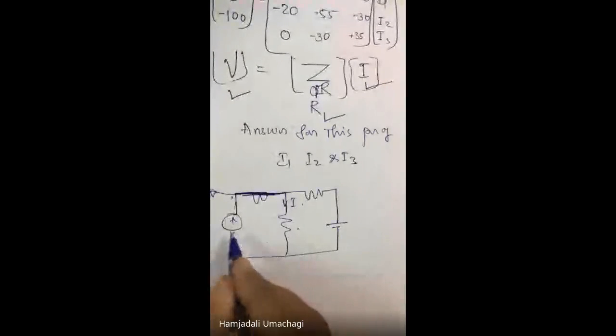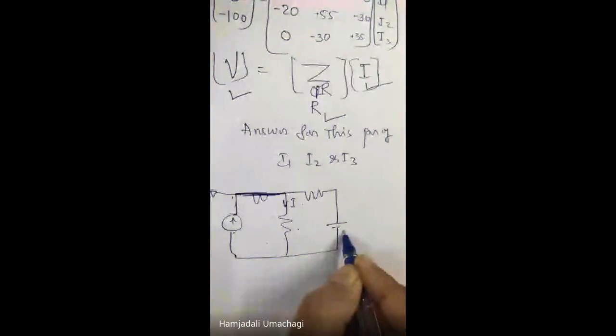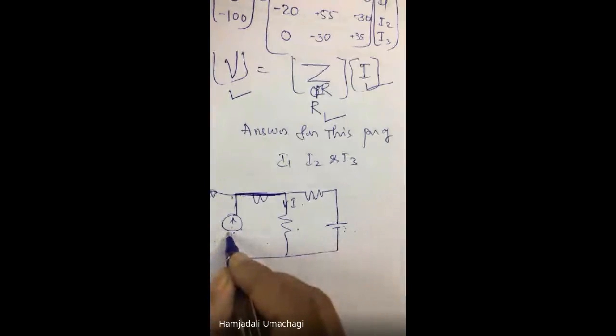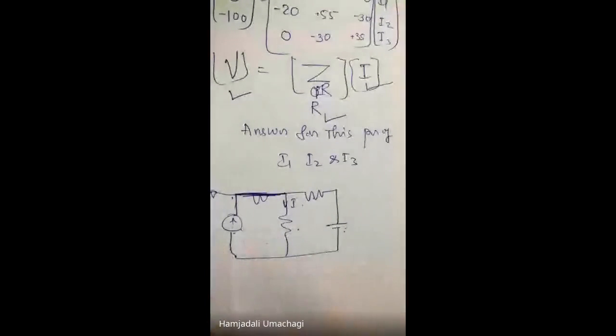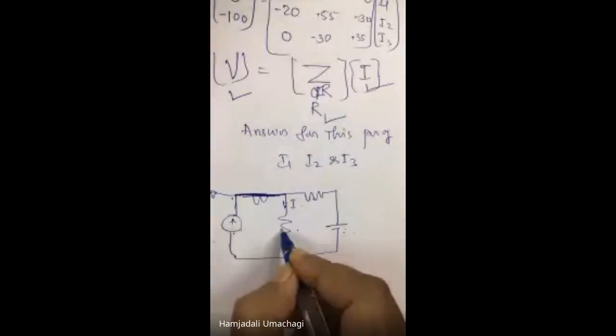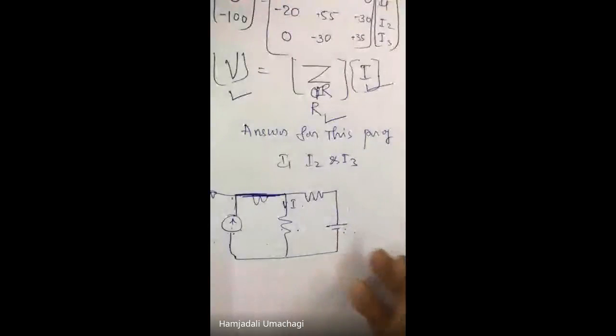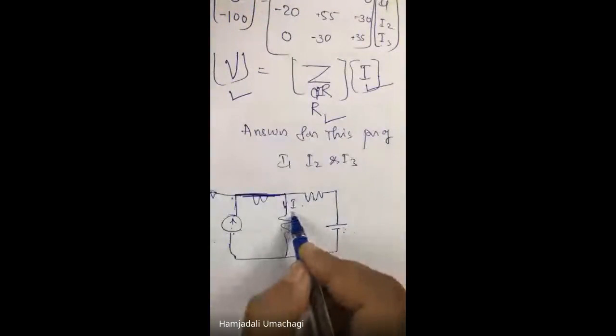Here is a voltage source. Transfer it into a current source. Okay. Two sources will be in parallel. You can replace the two by a single one. These two will be in parallel. You can use the current division rule to get the current, isn't it?